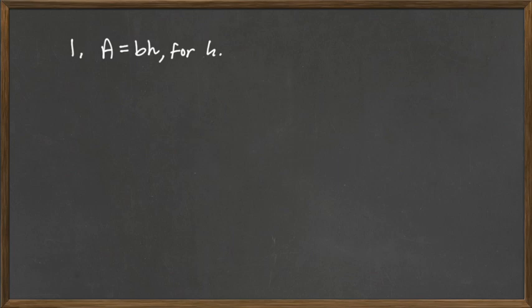So if you look at number 1 here, we have A is equal to BH, for H. So you're supposed to solve this for H. Now this is similar to the following problem. If you had 2 is equal to 3x, and you're trying to solve for x, you would divide by 3 on both sides. You would get x is equal to 2/3.